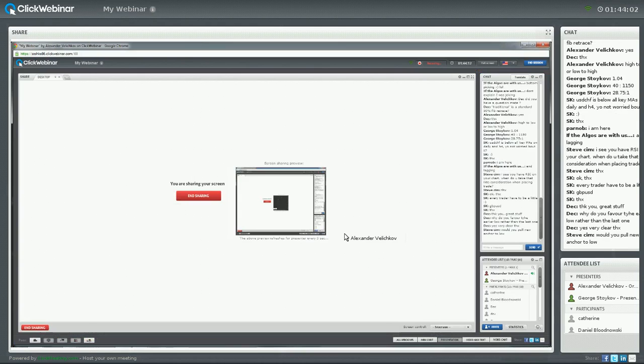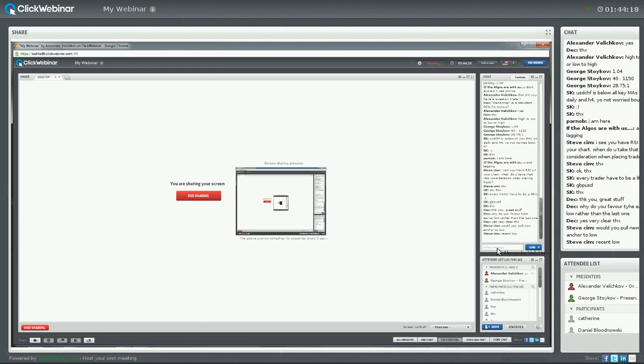Any questions? Would you pull new anchor, new low? Steve, can you just outline where I would pull the same anchor, new low? New anchor to new low. Recent low in the Aussie. We're talking about the Aussie, right?